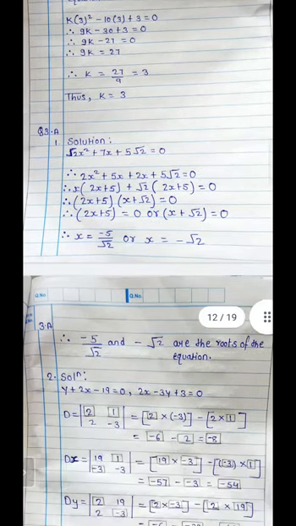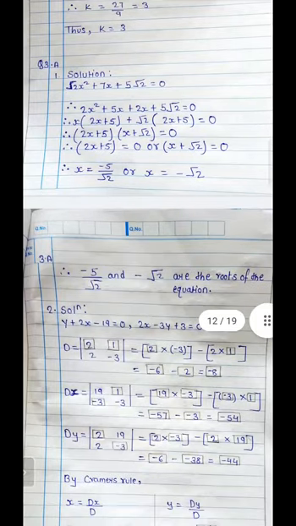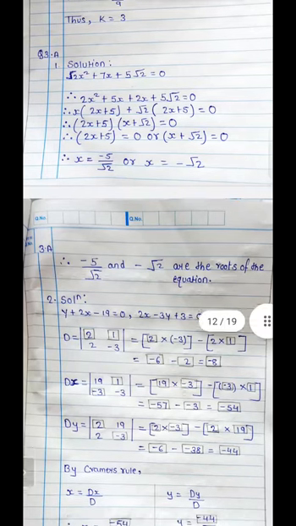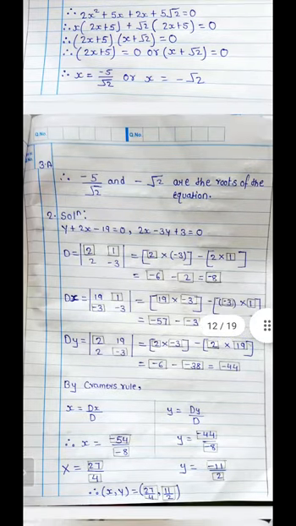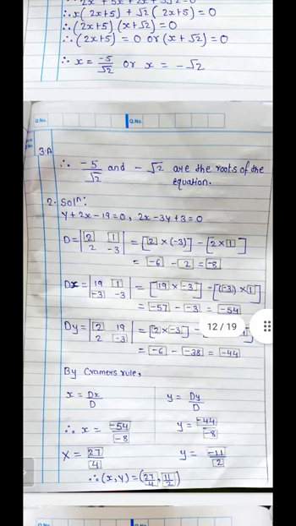Next is to solve simultaneous equation by determinant method. Fill in the blanks. That is, y plus 2x minus 19 is equal to 0. 2x minus 3y plus 3 is equal to 0. So here d is equal to, it is given dash upon 2 and dash upon 3 minus 3. So here you will write 2 and 1.